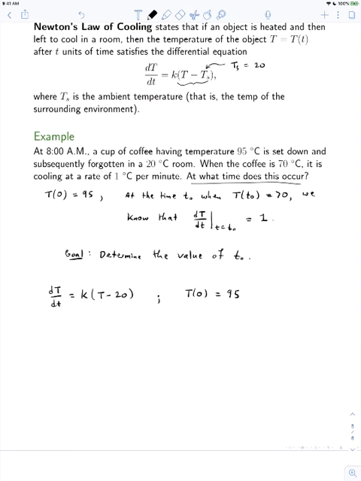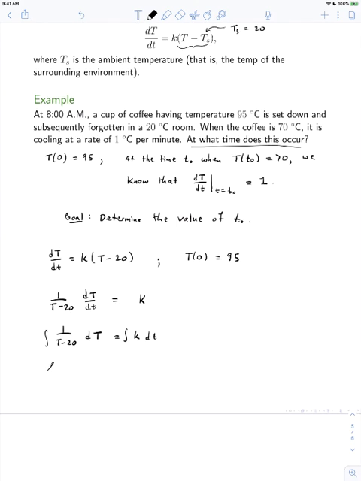This is a separable differential equation. So we divide by T minus 20, and that's going to equal k. And now we can just take that dt and put it up there. So we'll have 1 over T minus 20 dT is equal to k times dt, and we integrate both sides. On the left side, we have the natural logarithm of the absolute value of T minus 20. And on the right, k is a constant, so this becomes k times t plus the constant of integration.